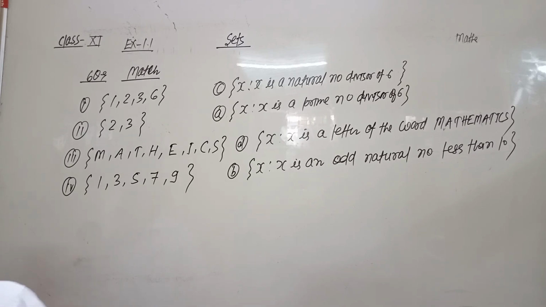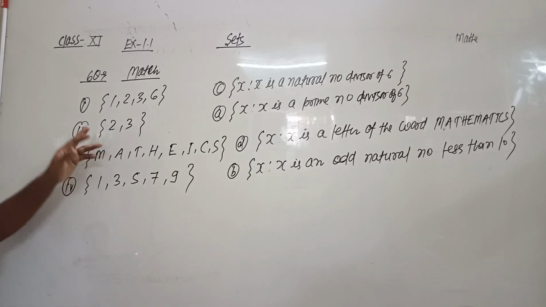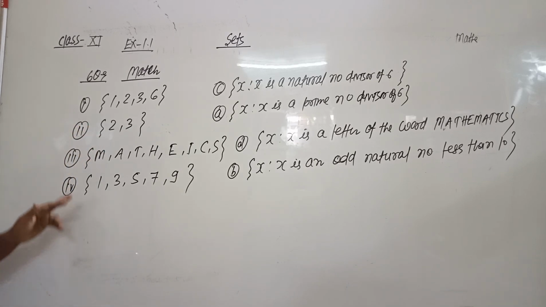So in the 6th question we have to match. In the left column we have given roster form and in the right column we have given set builder form. So in the next video we will do exercise 1.2.